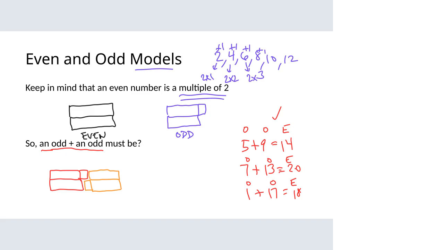And you can do the same thing. If you add an even with an odd together, you can imagine these being smashed together. Well, an even and an odd is going to end up with what kind of number then? If we imagine those two smashed together, an even plus an odd is going to be what?